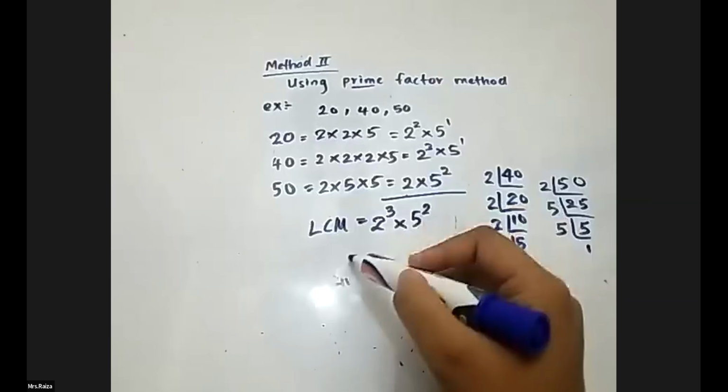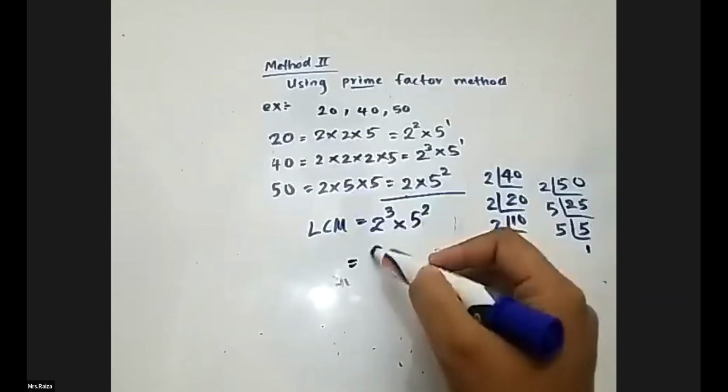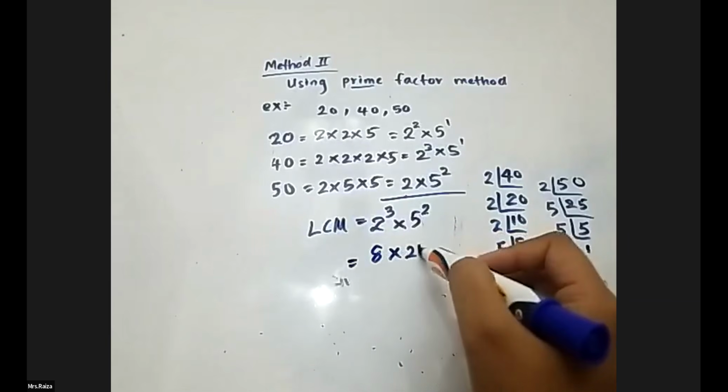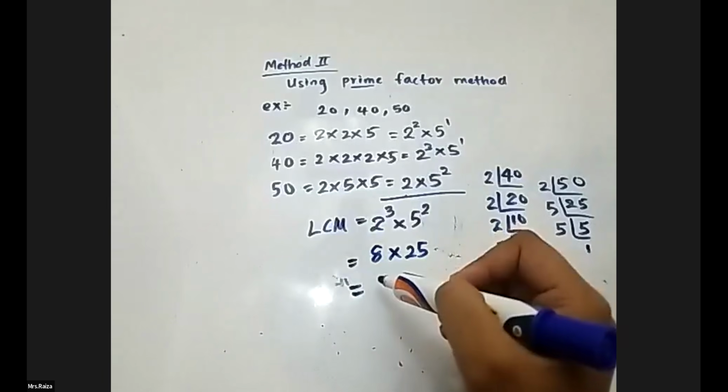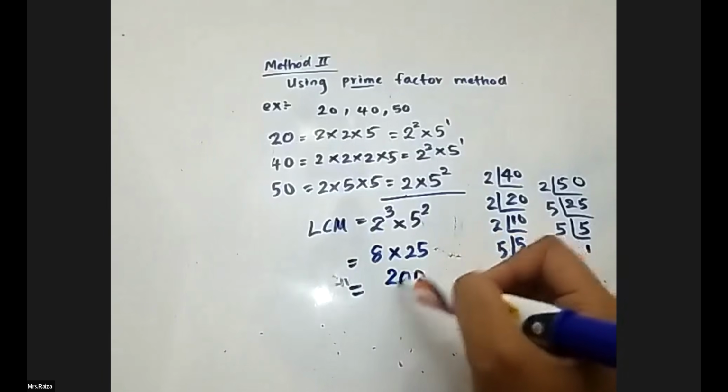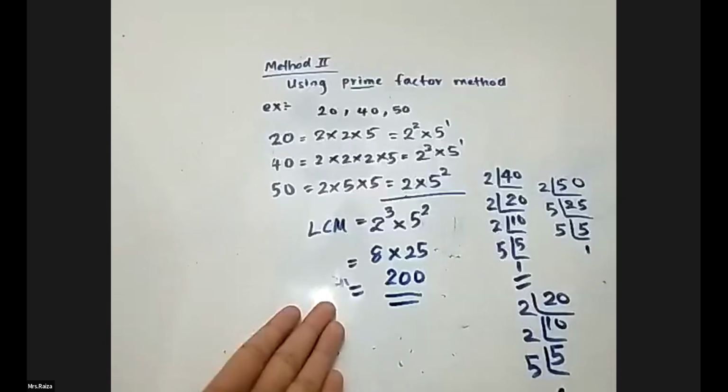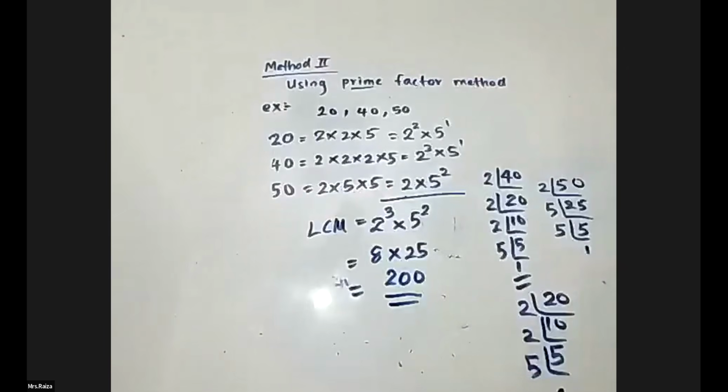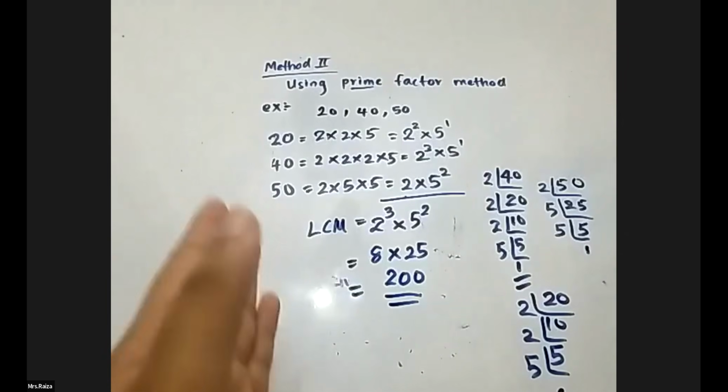Now you can take 2 to the power 3 is 8. 5 to the power 2 is 25. What is 8 into 25? You get 200. So just imagine, if you use method 1, you won't be able to find this. It can be a larger number, right? So 200 is the LCM of 20, 40, and 50. So this is called the prime factor method.